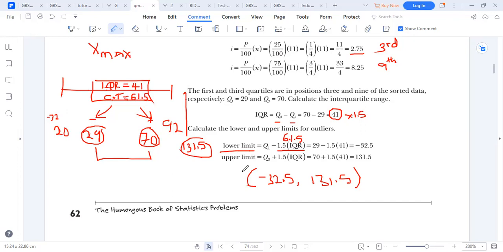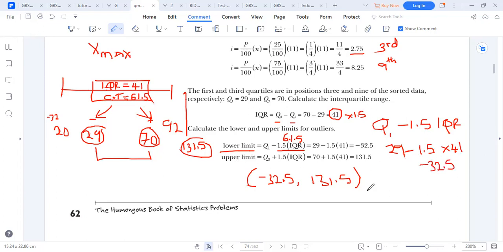Are we together? Yes, we are. I've seen in certain instances where it's done vice versa, it becomes 61.5 minus 29. No, you get a positive. If this is confusing you, then use the actual rule. You do Q1 minus 1.5 IQR. So our Q1 was 29, minus 1.5 times the interquartile range, which was 41. You get the answer of the lower limit, which is negative 32.5, to avoid that confusion.